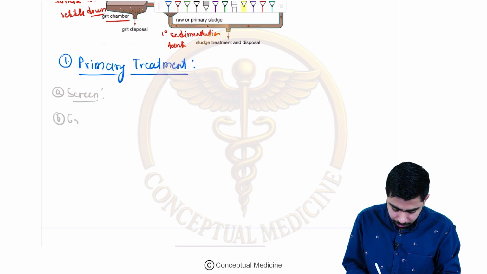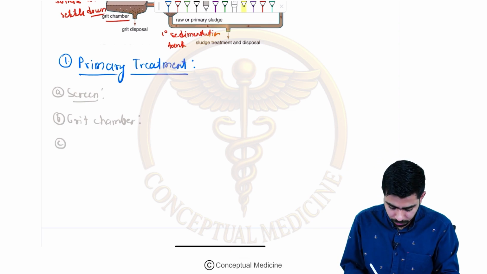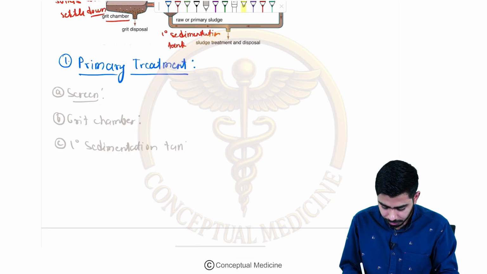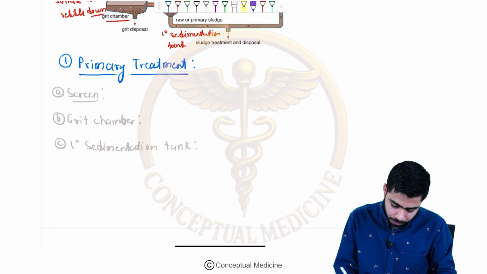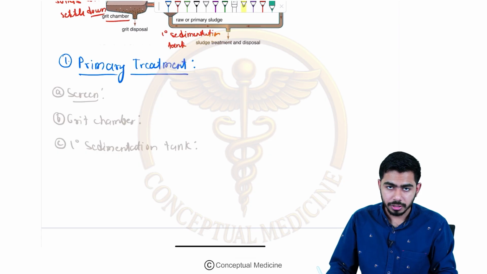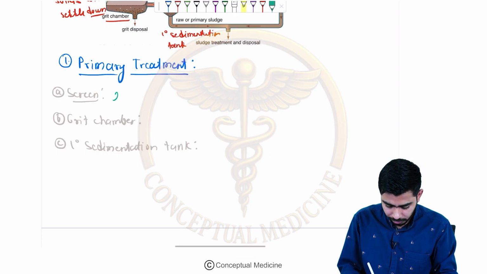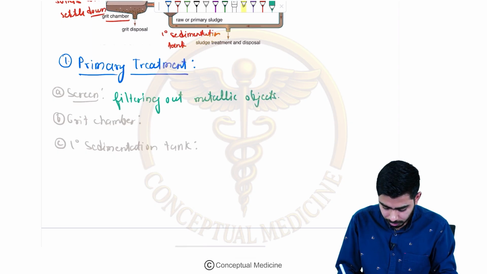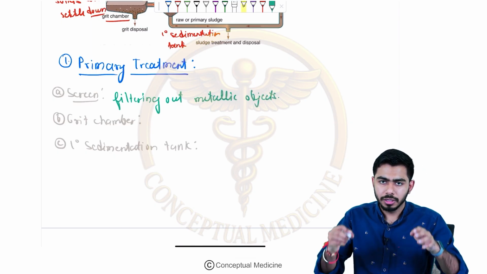Secondly it will be going through the grid chamber. And thirdly, it will be going through what? It will be going through the primary sedimentation tank, right? I told you what is happening in these particular areas as well. In the screen, what was happening? We were filtering out the heavy metal objects, filtering out the metals, right? In the grid chamber, what was happening?